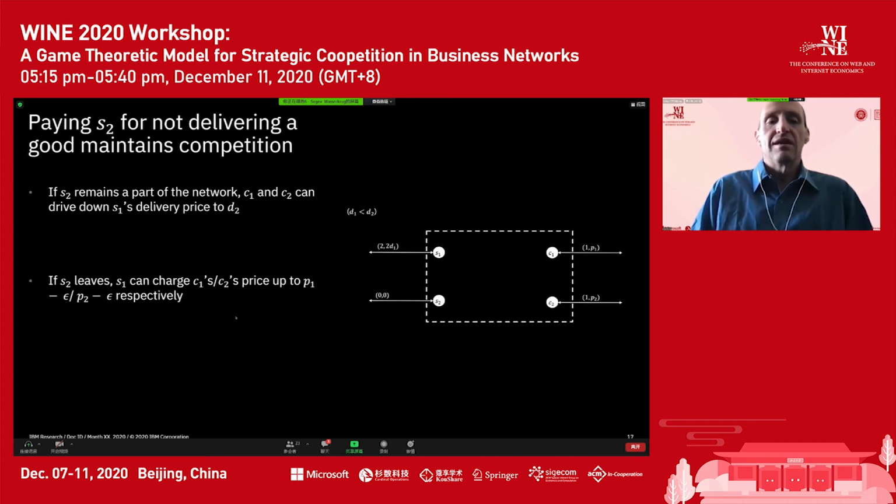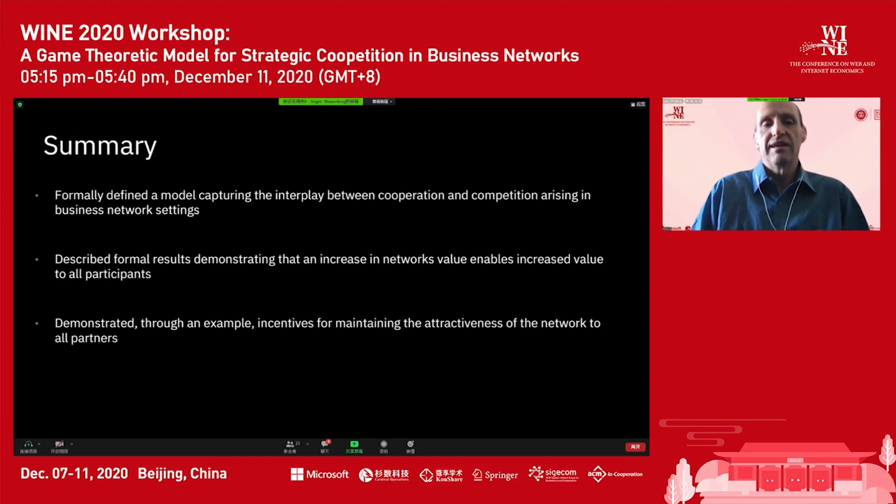However, if S2 leaves, S1 can charge any price, almost up to a profit, and it's still worthwhile. So any such price is a stable setting in the network. So again, this is just a very initial and basic intuition, but this can be formalized. So where do we go? These are the results that I wanted to present today, and where do we go from here?